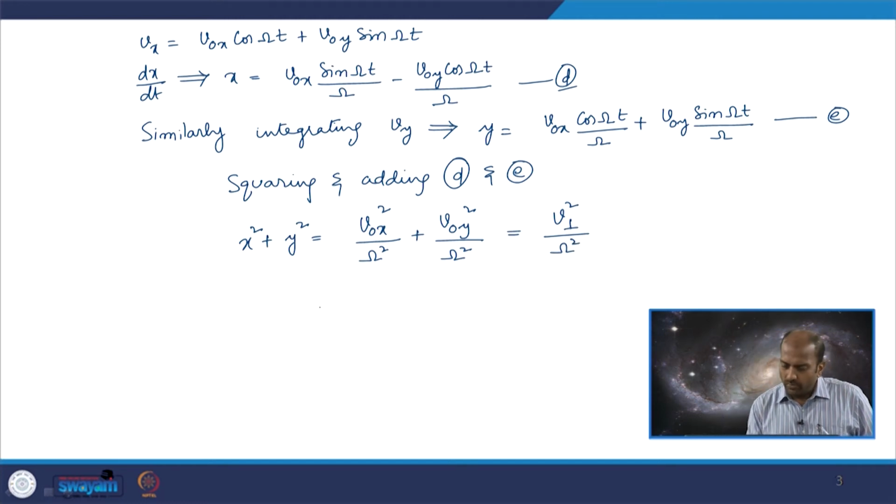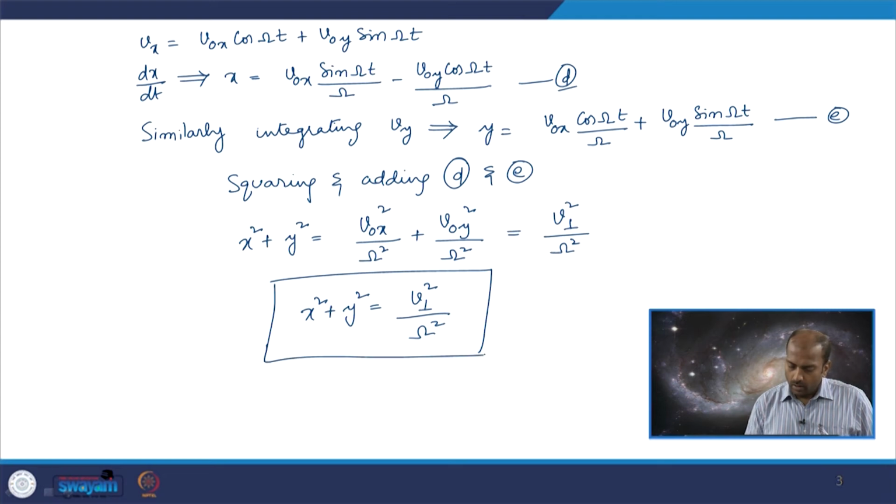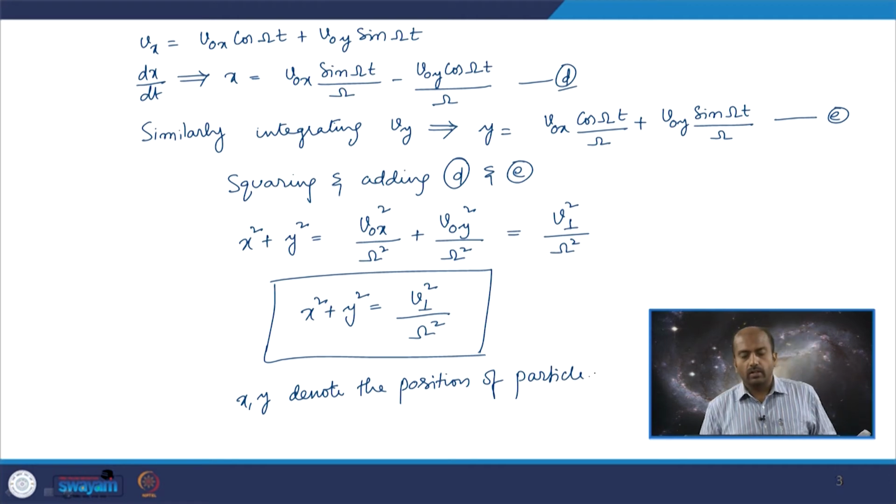Now, what do we have? We have x square plus y square as V perpendicular square divided by omega square. Now, what are x and y? x and y denote the position of the particle, right.